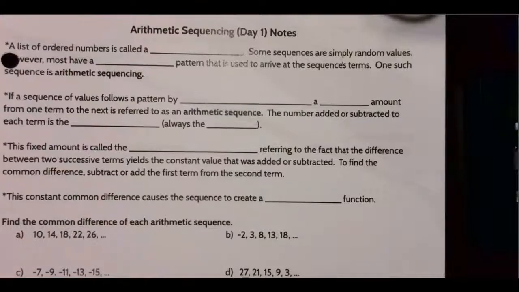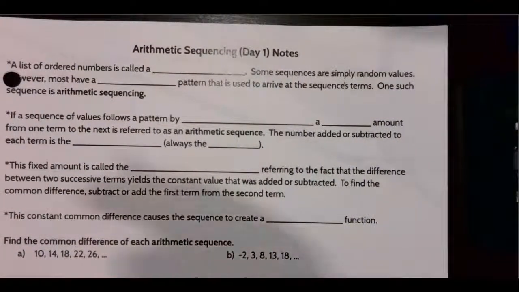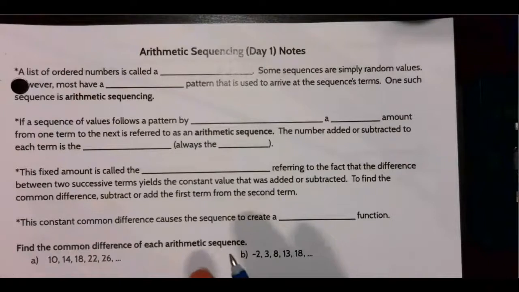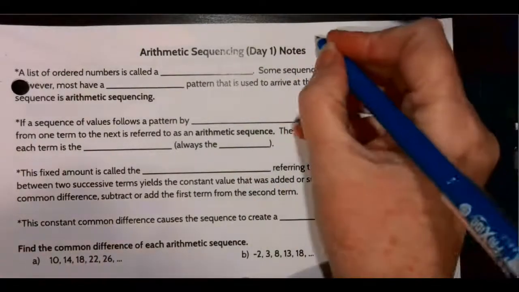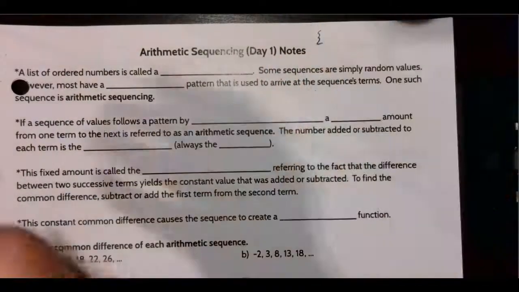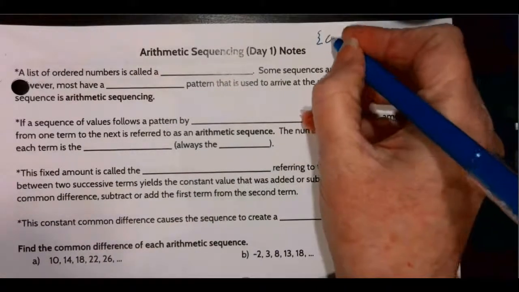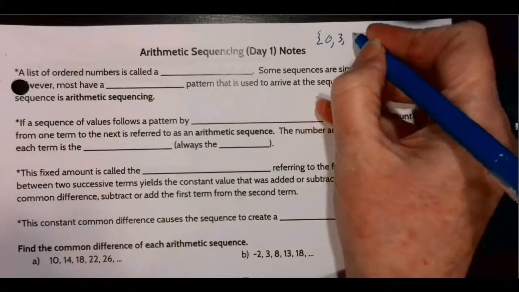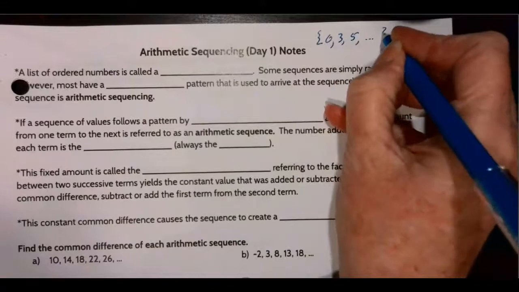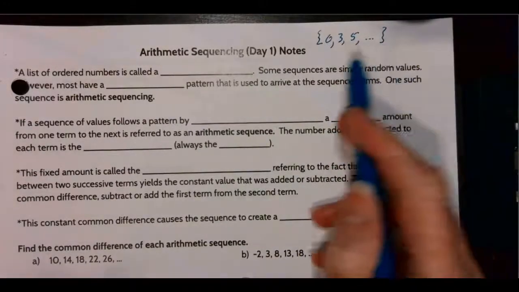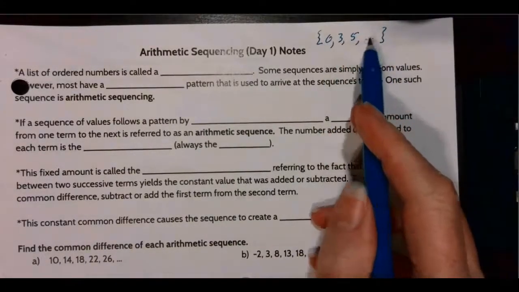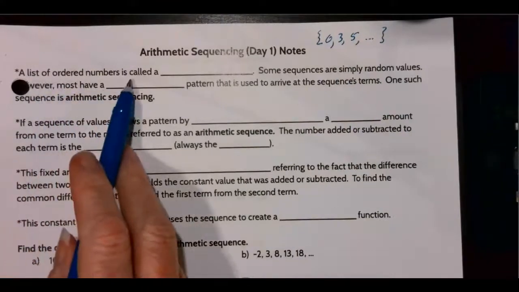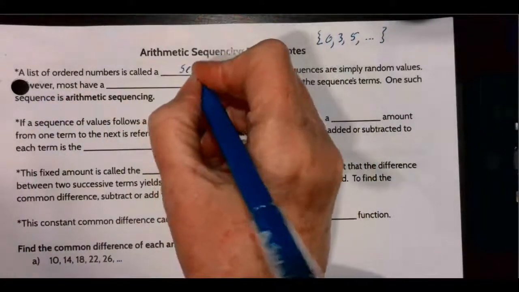So today is day one of arithmetic sequencing. And we've been talking about sequences, we just didn't know it. When we were dealing with our domains, our discrete domains, and we had like 0 and 3 and 5. I don't know if we had anything like that. But this is a sequence, okay? It's just, and look at it, a list of ordered numbers is called a sequence.